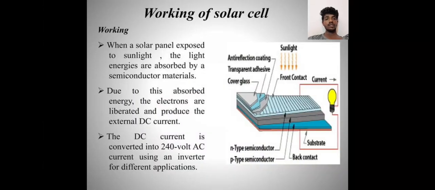Working of a solar cell. When a solar panel is exposed to sunlight, the light energy is absorbed by the semiconductor material. Due to the absorbed energy, electrons are liberated, producing an external DC current. The DC current is converted into 440 volt AC current using inverters for different applications. We can see in this picture the solar panel is absorbing the sunlight.